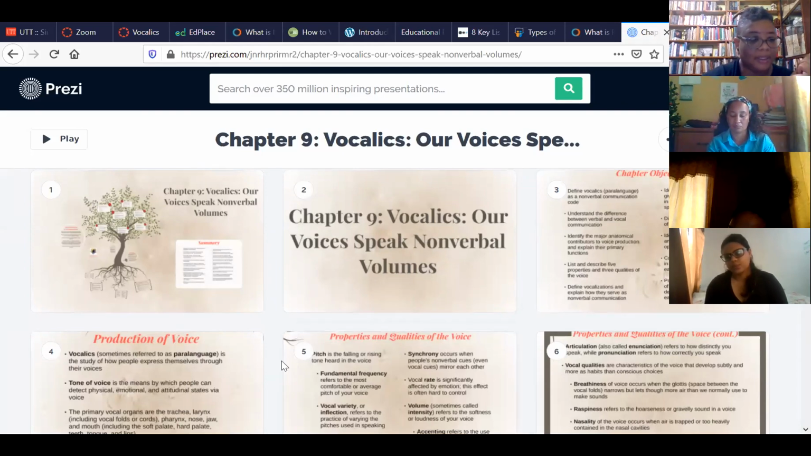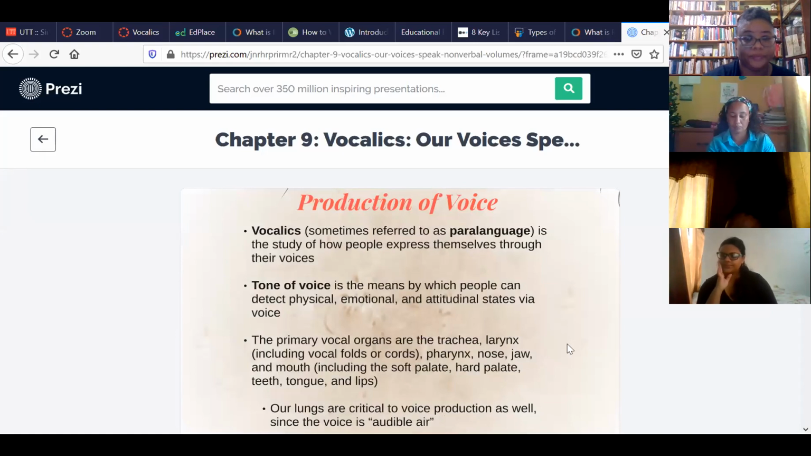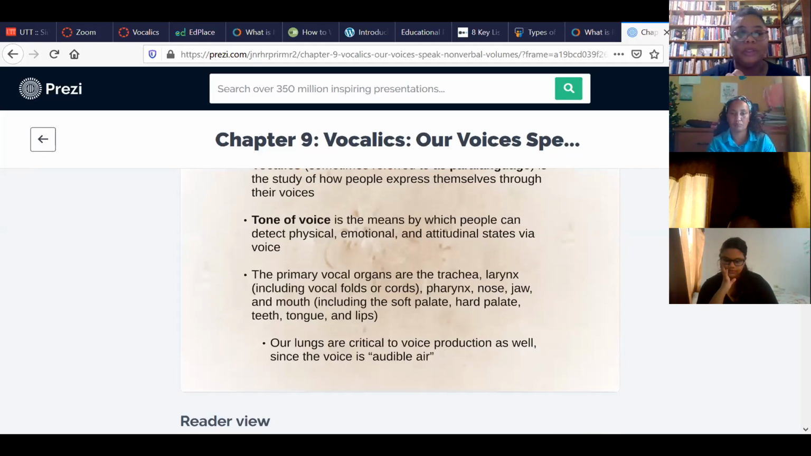Vocalics is how we use our voice, not the words, but other things such as tone of voice. So usually, if someone is speaking to you and they sound angry or happy or sad, it's not the words they're using, it's the tone of the voice. And that usually depicts your emotional status, your attitude to the situation or the subject. So if your tone is dismissive, for example, you do not have respect for the subject matter you're talking about, right?